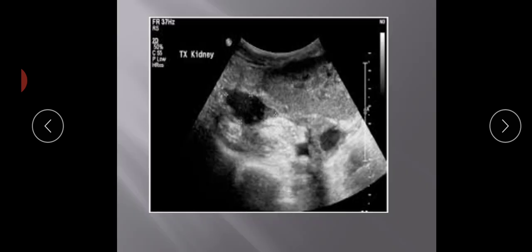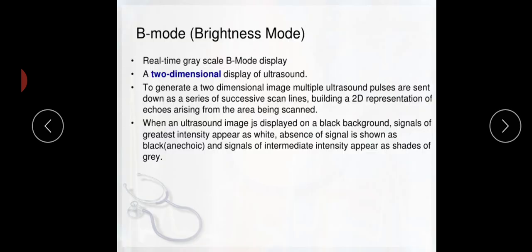The transducer is like the handle of the saber with the ultrasound beam as a blade. The blade images a sagittal section when it cuts through the length of the body and images a transverse or cross section when drawn from side to side. So in B mode, real-time grayscale B mode display, a two-dimensional display of ultrasound.